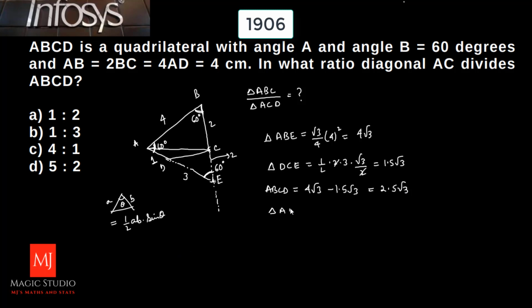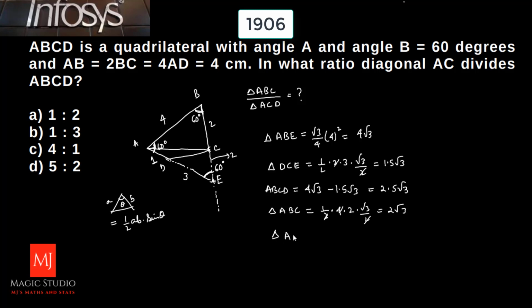Now, triangle ABC, we will again use this formula, half AB into sine theta. Area of triangle ABC would be half into 4 into 2 into sine 60 degree, that is root 3 by 2. That is equal to 2 root 3.